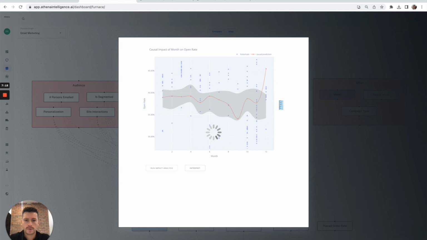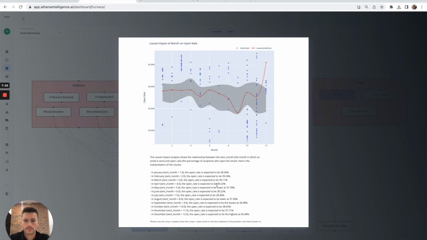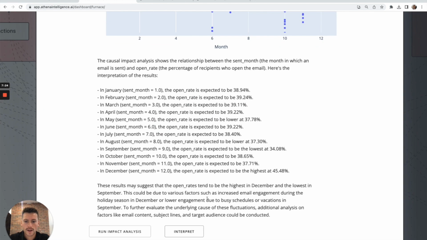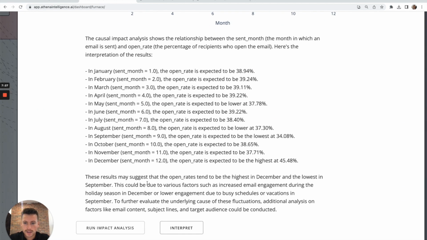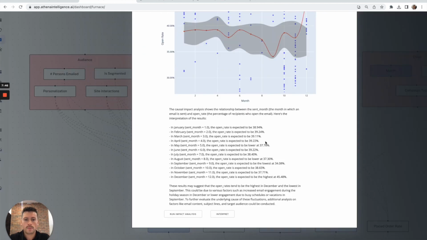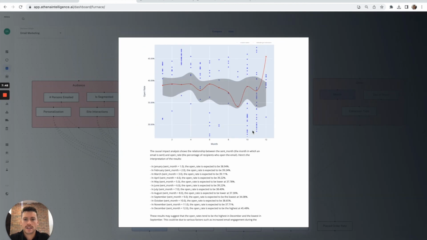We'll let this finish up here and grab that. Perfect. I'll scroll down to the bottom, and it's saying the highest rates tend to be in December and the lowest in September. This can be due to a multitude of factors, such as increasing email engagement during the holiday season in December and lower engagement due to busy schedules or vacations in September. That may or may not be true. We can probably do a follow-up with other folks on the team, but it gives us a great starting off point.